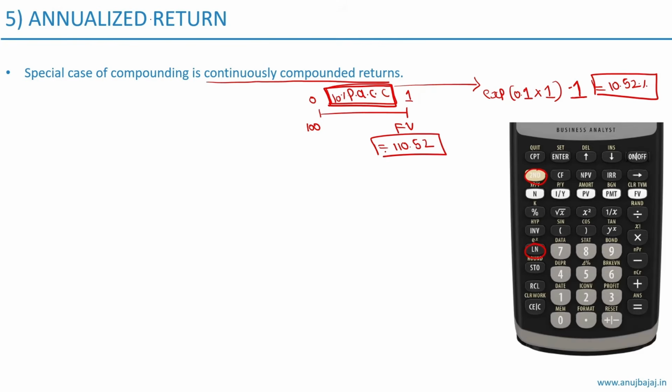This is consistent with what we have seen, that as the frequency of compounding increases, the effective interest rate as well as the future value also increases. So when we had annual compounding, the effective interest rate was 10%. When we had semi-annual compounding, it was 10.25%. When we had quarterly compounding, it was 10.37%. And now when we have continuously compounding returns, the effective interest rate is 10.52%.